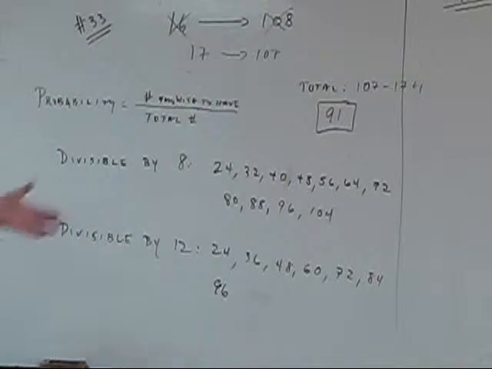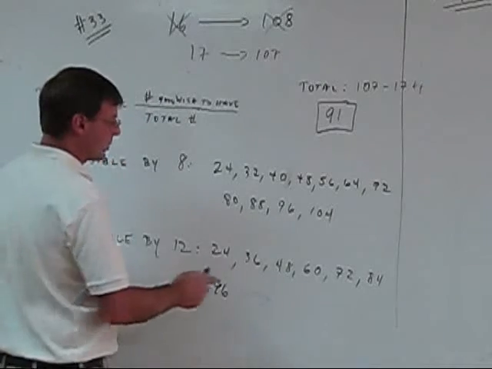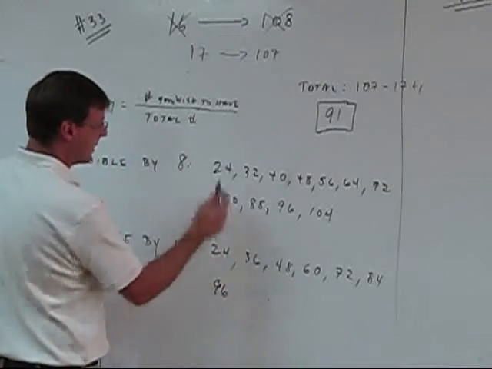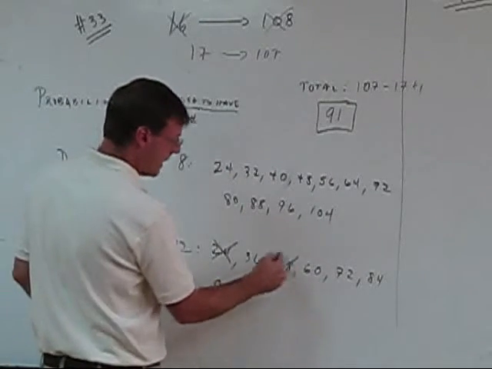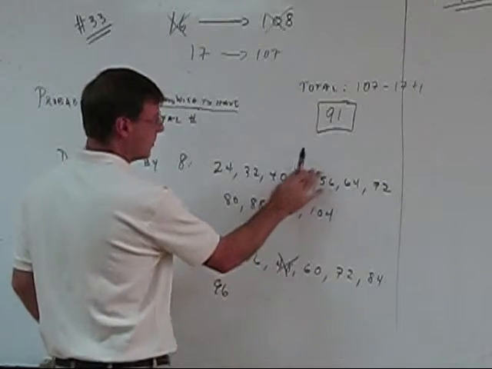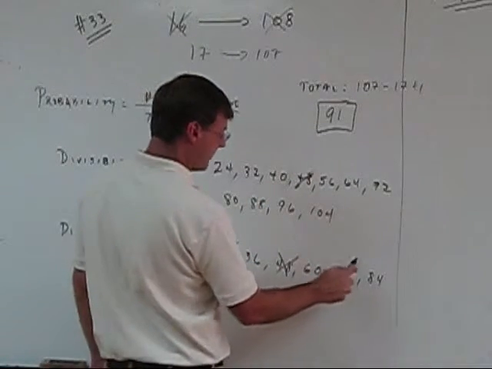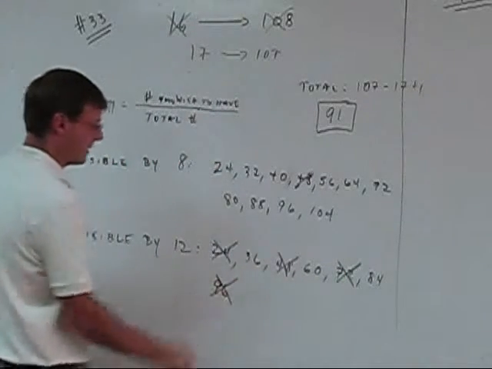Okay, now we have some numbers that appear twice. We don't want to count numbers twice because that'll give us a false answer. But I do want to count everything at least once, so don't cross them off both lists. 24 is in common, okay, and then 48 is in common. Only cross it off one list. Okay, then 72 they have in common, and 96 they have in common.